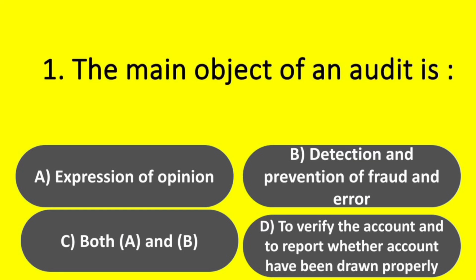Question. The main object of an audit is: Option A, expression of opinion. Option B, detection and prevention of fraud and error. Option C, both A and B. Option D, to verify the accounts and to report whether accounts have been drawn properly. Answer: Option D, to verify the accounts and to report whether accounts have been drawn properly.